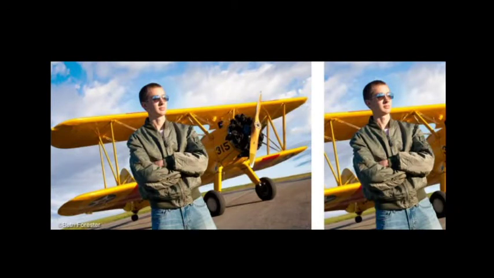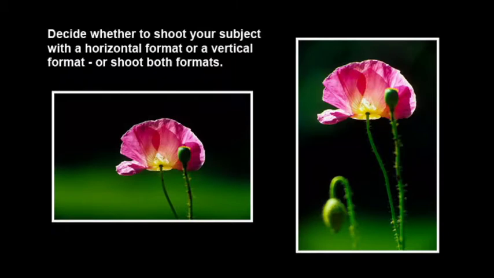Here's another example of horizontal versus vertical. In this example, the plane in the background is a lot longer than it is tall. Therefore, horizontal works better compositionally. You're able to see the full airplane. Deciding whether to shoot your subject with horizontal format or a vertical format is entirely up to you. Sometimes one will work better than the other. If you're unsure, shoot your picture in both formats.